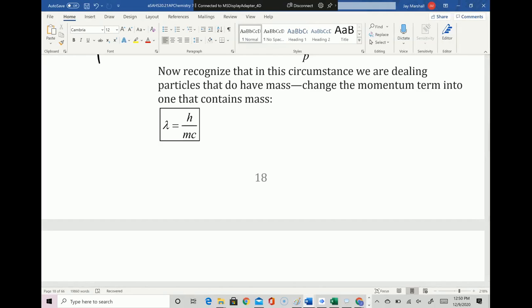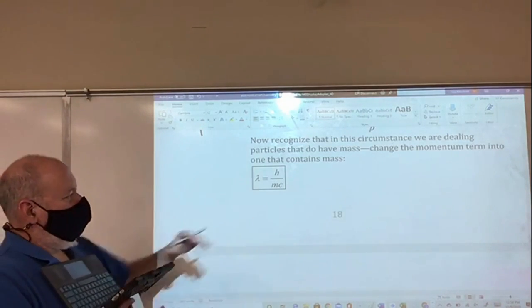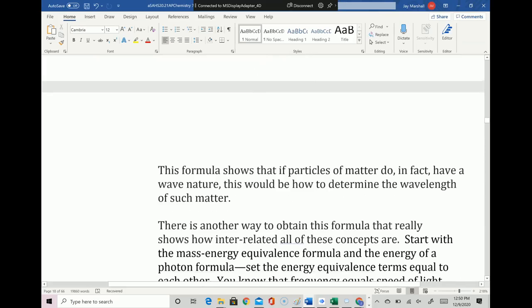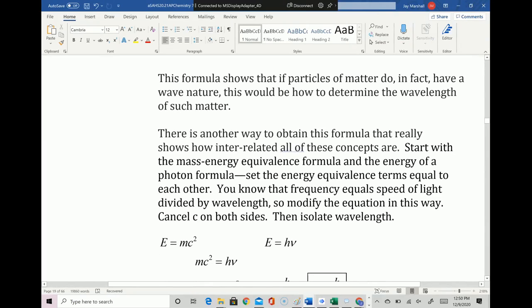So that gives rise to the question, do I as a human being have a wave nature? What's my wavelength? How do I vibrate as a wave? And as odd as this sounds, pretty much everything does have a wave nature too. This formula shows that if particles of matter do in fact have a wave nature, this would be how to determine the wavelength. There's another way to obtain this formula that really shows how interrelated all of these concepts are.